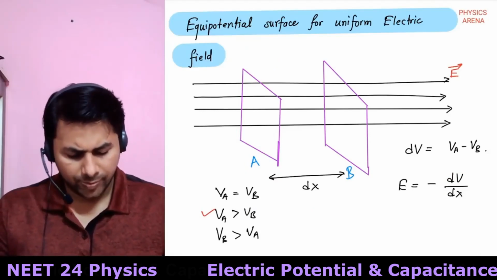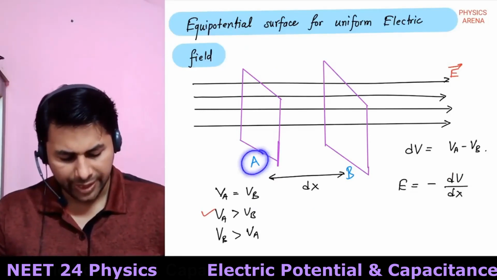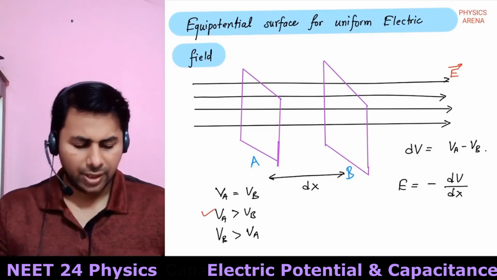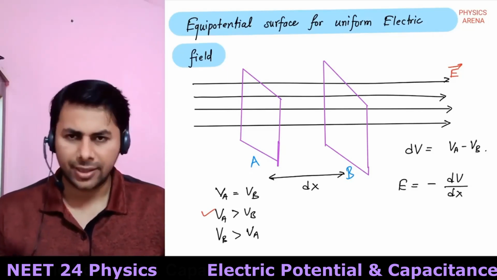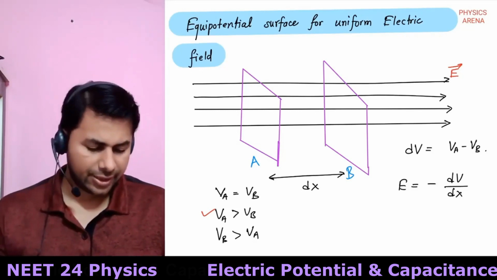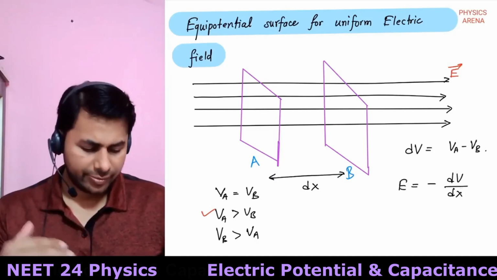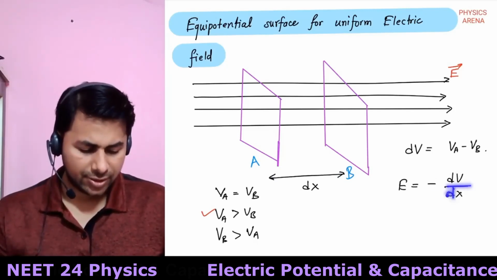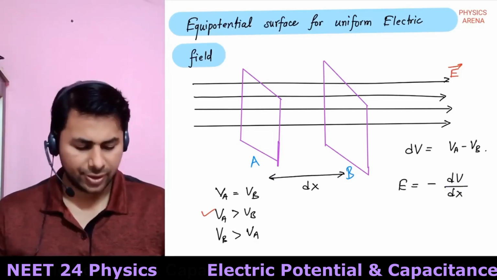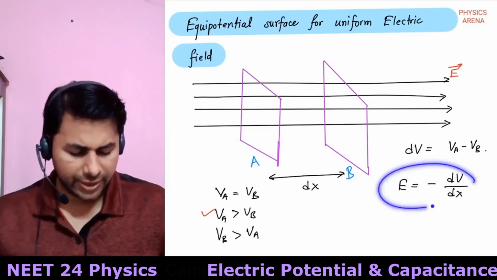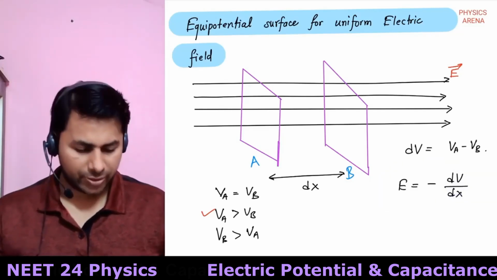Now the potential difference between A and B is VA minus VB. We define the electric field as the gradient of potential. The electric field is minus of the change in potential divided by distance, minus dV by dx. We'll see the exact formula for this.